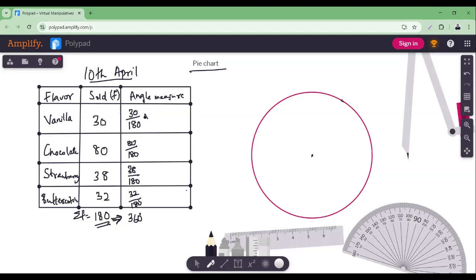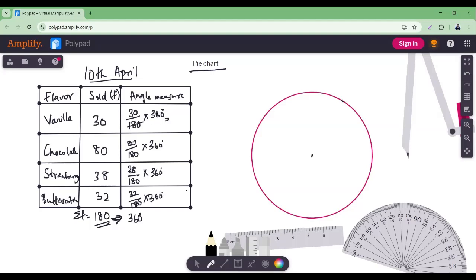For that, we just have to multiply with 360 degrees. That means this fraction will represent how much in the 360 degrees. That is all we are going to do. So we just multiply with 360 degrees. That will give me the angle measure for this particular fraction. What is the angle measure I'm going to get?